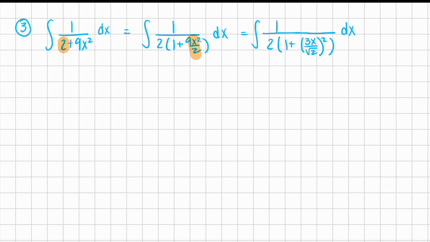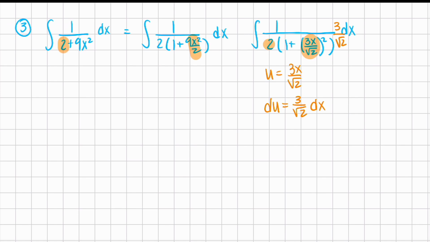But at this step, we're ready to do our u substitution. Notice that most of the time, this is going to end up being your u. So u is 3x over rad 2. That makes du 3 over rad 2 dx. Now, in terms of constants, I already have a 2 in the denominator, but that doesn't really help me. So I'm going to put 3 over rad 2 in front of the dx.